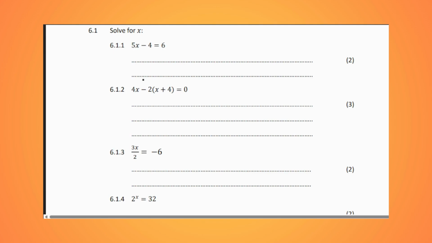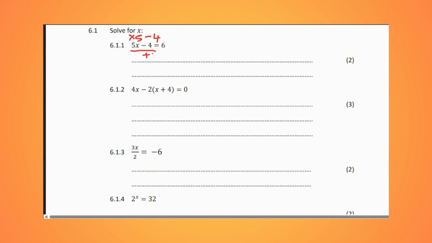Here we have some more questions where we are asked to solve for x. These are algebraic equations, right? So we identify what's happening to our x on the side that x is on. We are first timesing with 5 and then minusing 4. So we have to work in the opposite direction.